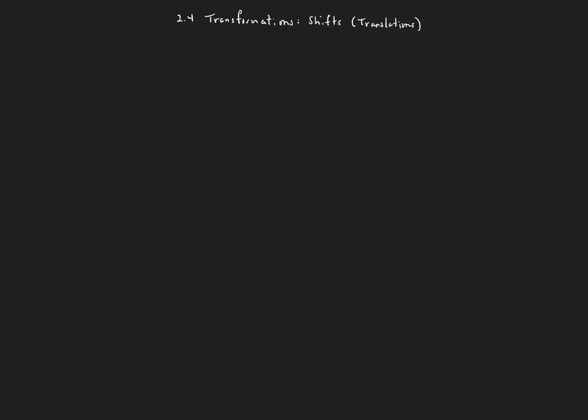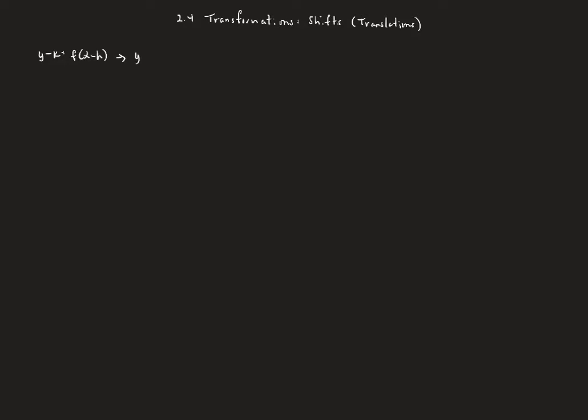We're going to talk about section 2.4, transformations, and there are several different transformations we're going to talk about. Eventually, we'll start with what we call shifts, or what are formerly known as translations. So if we have something like y minus k equals f of x minus h, the h and the k are going to be our translation or our shift.